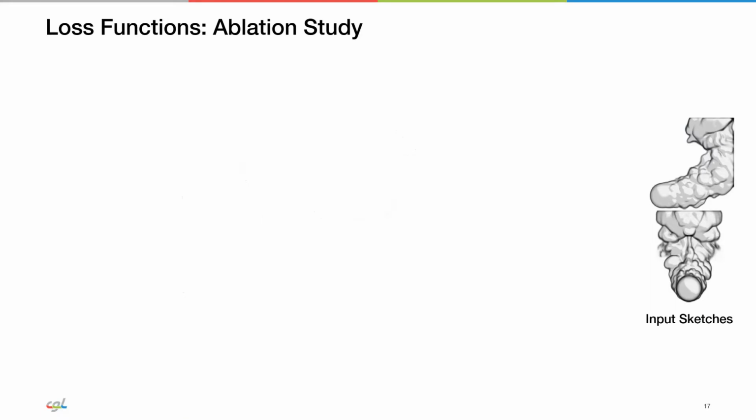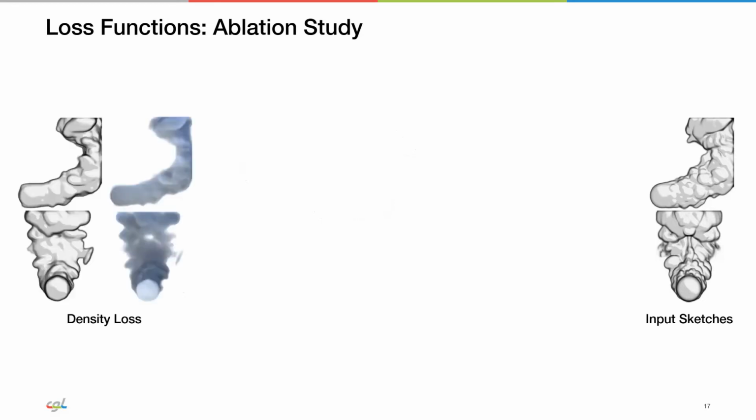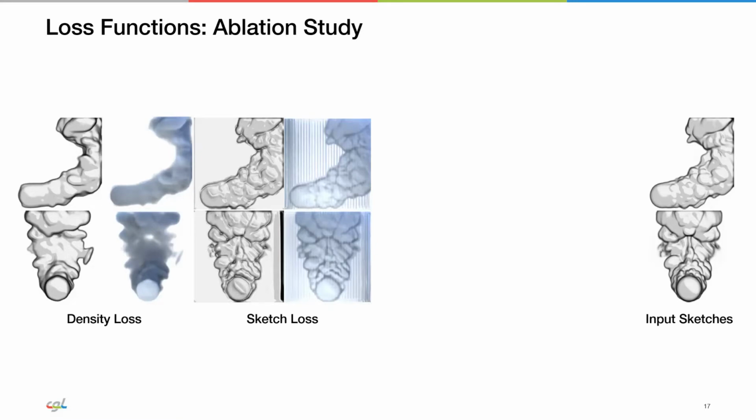We evaluated the impact of the different loss functions and illustrate the results. Baseline is only with density loss. We see there is no detail preserved. And if we use only sketch loss, we see a very detailed result like this, but at the cost of depth ambiguity.